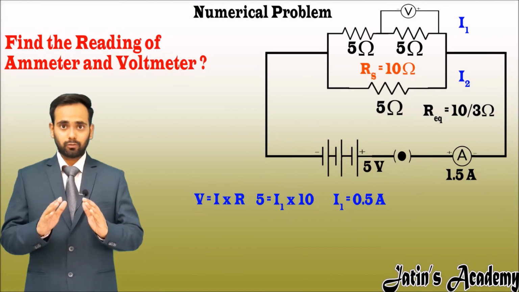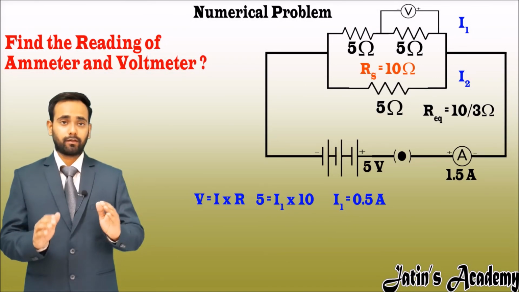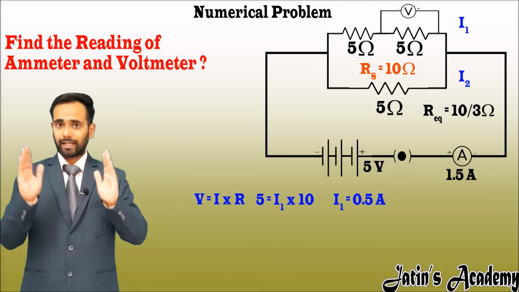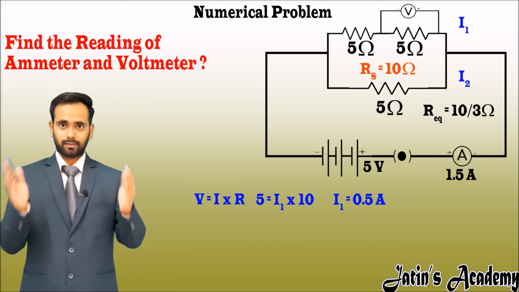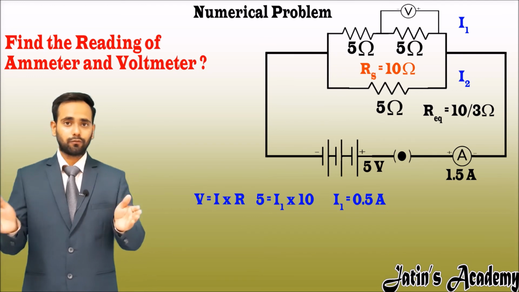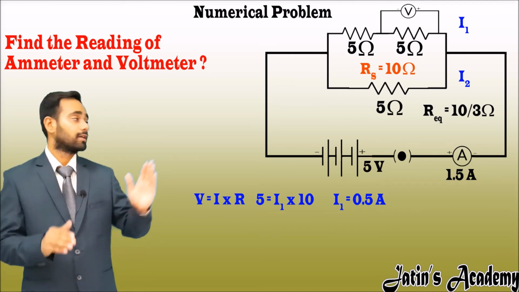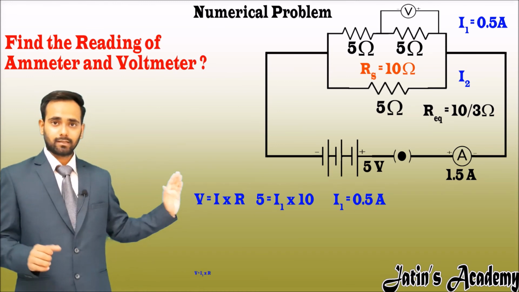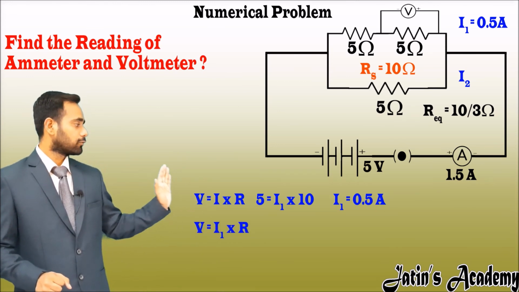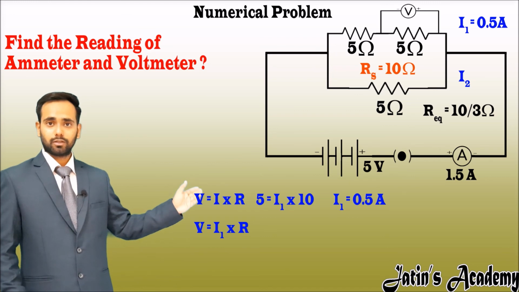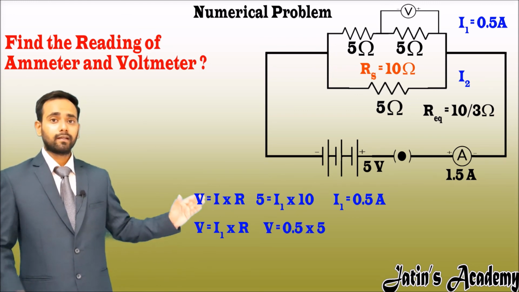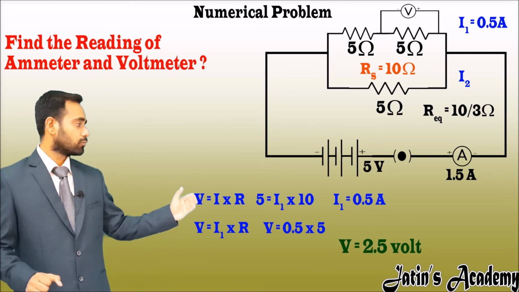We have to calculate the value of the voltmeter. The voltmeter is actually measuring the potential difference across the 5 ohm resistance. Current flowing through the 5 ohm resistance is nothing but 0.5 ampere. Now apply the formula V is equal to IR. V we have to calculate, I is 0.5 ampere and R is 5 ohm. We get the value of the voltmeter as 2.5 volt.